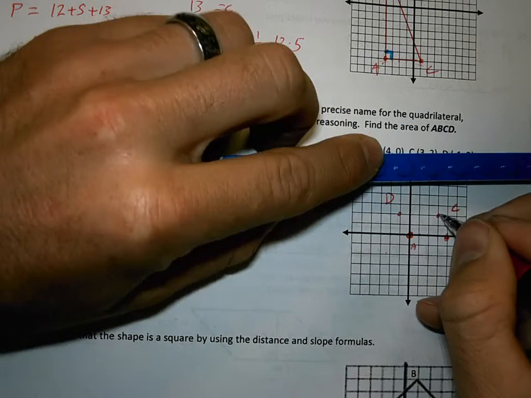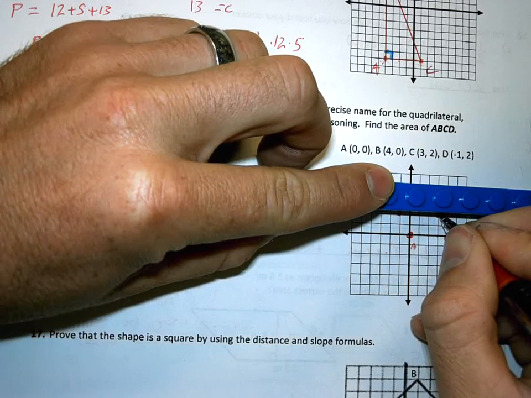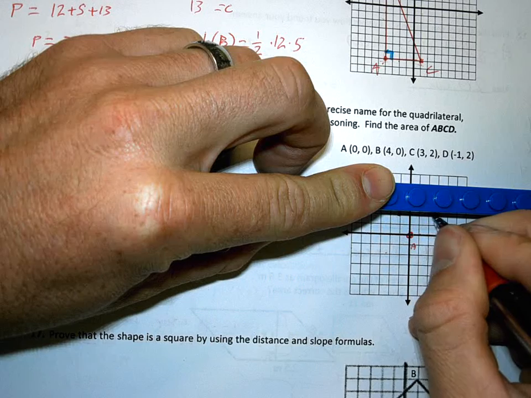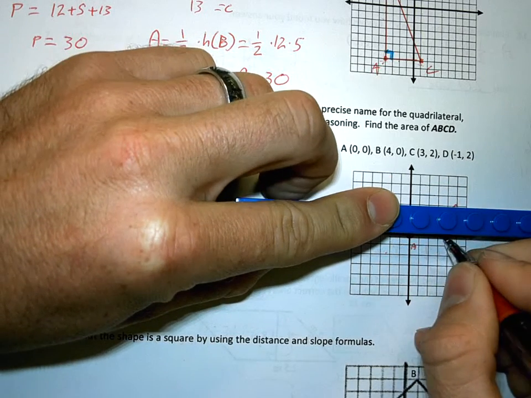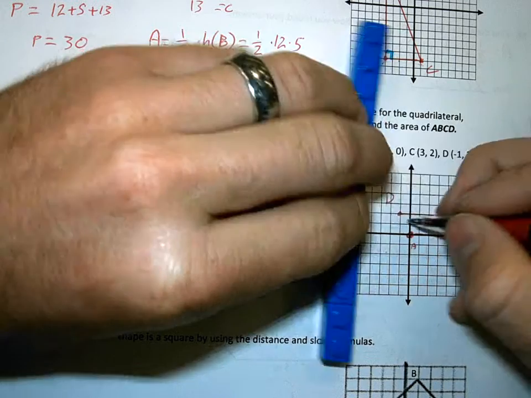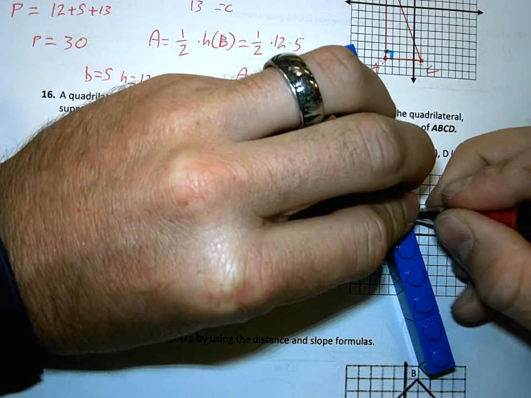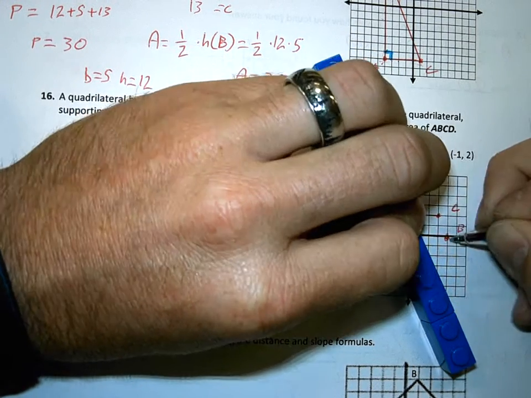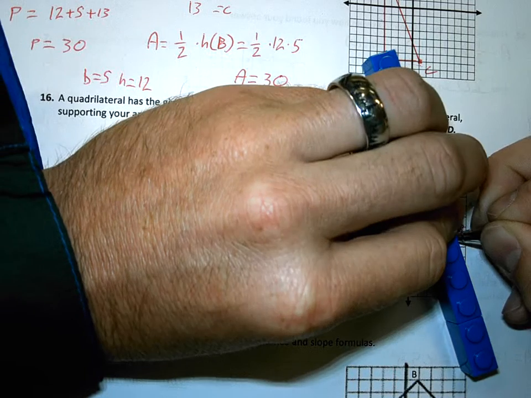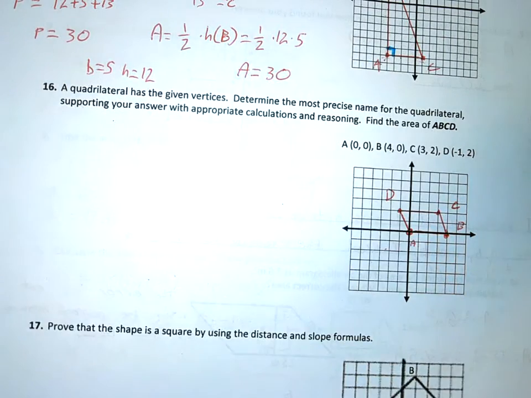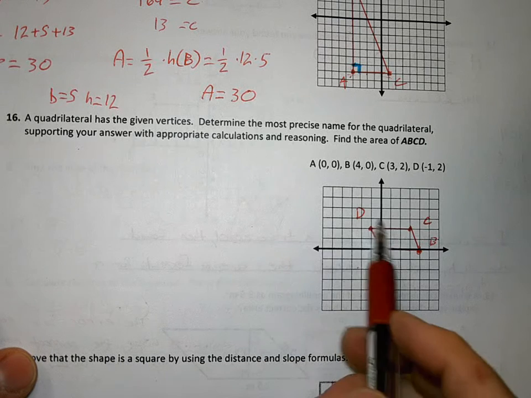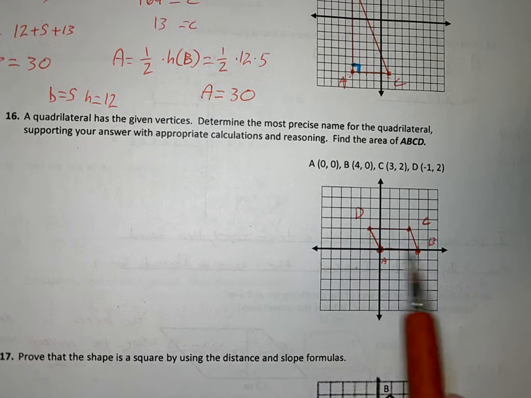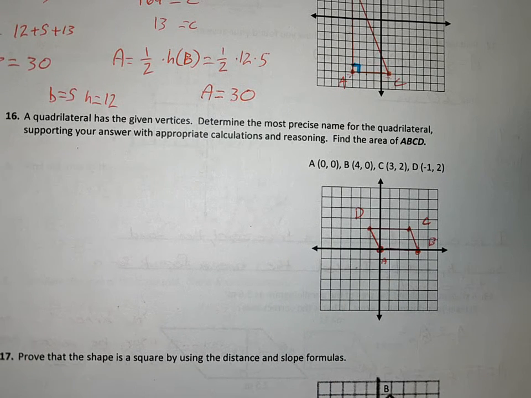Now, before we start, we do want to think about what we want to prove. What shape do we think this looks like? Yes, it looks like a parallelogram. So we need to prove what it takes to be a parallelogram. Our requirements are opposite sides must be the same length and opposite sides must be parallel. These are the requirements of a parallelogram.